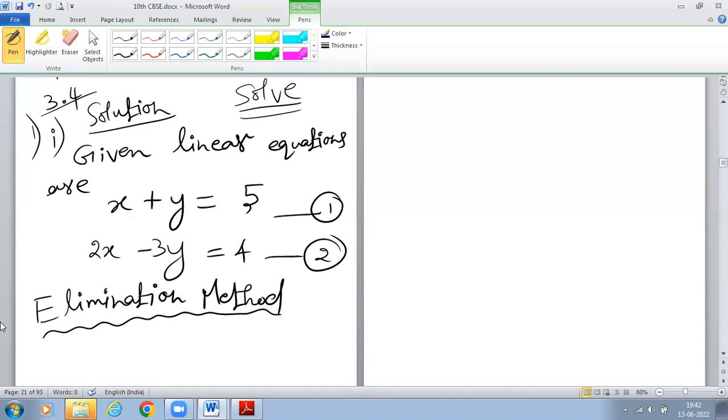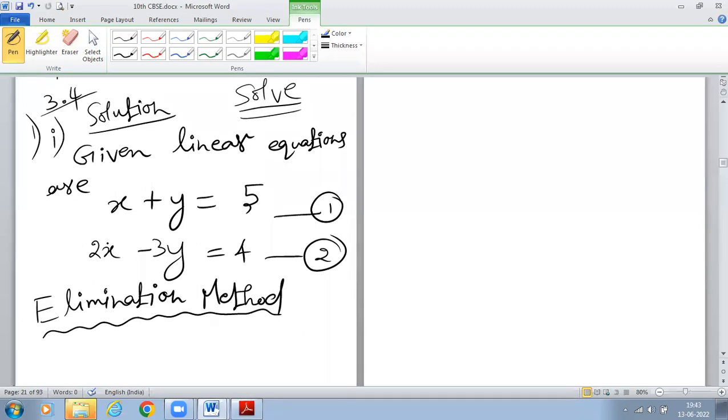According to me, in this question, x plus y is equal to 5 as well as 2x minus y is equal to 4, it is better to eliminate y. Because whenever you are going to do the elimination method, please see whether the given two equations have the same numerical coefficient for either x or y. See here, what is the coefficient of x in equation number 1? Can anyone tell me? 1. There is no numerical, there is 1x.